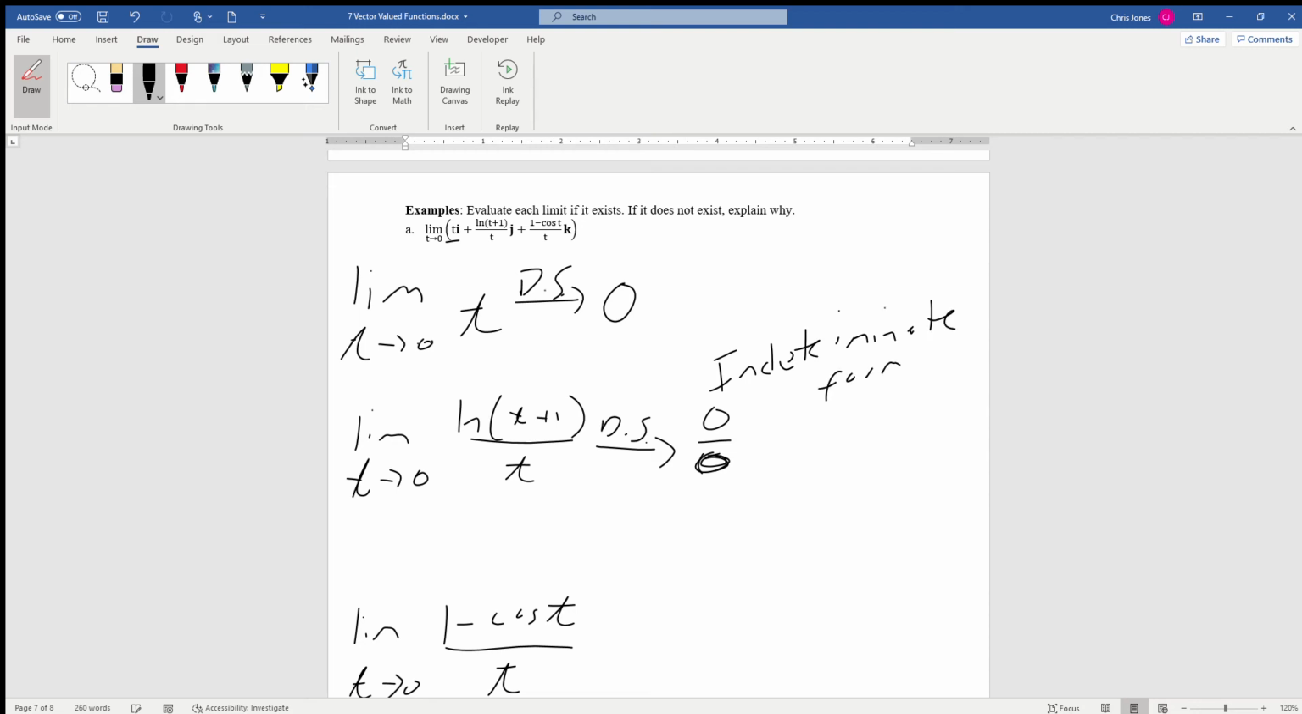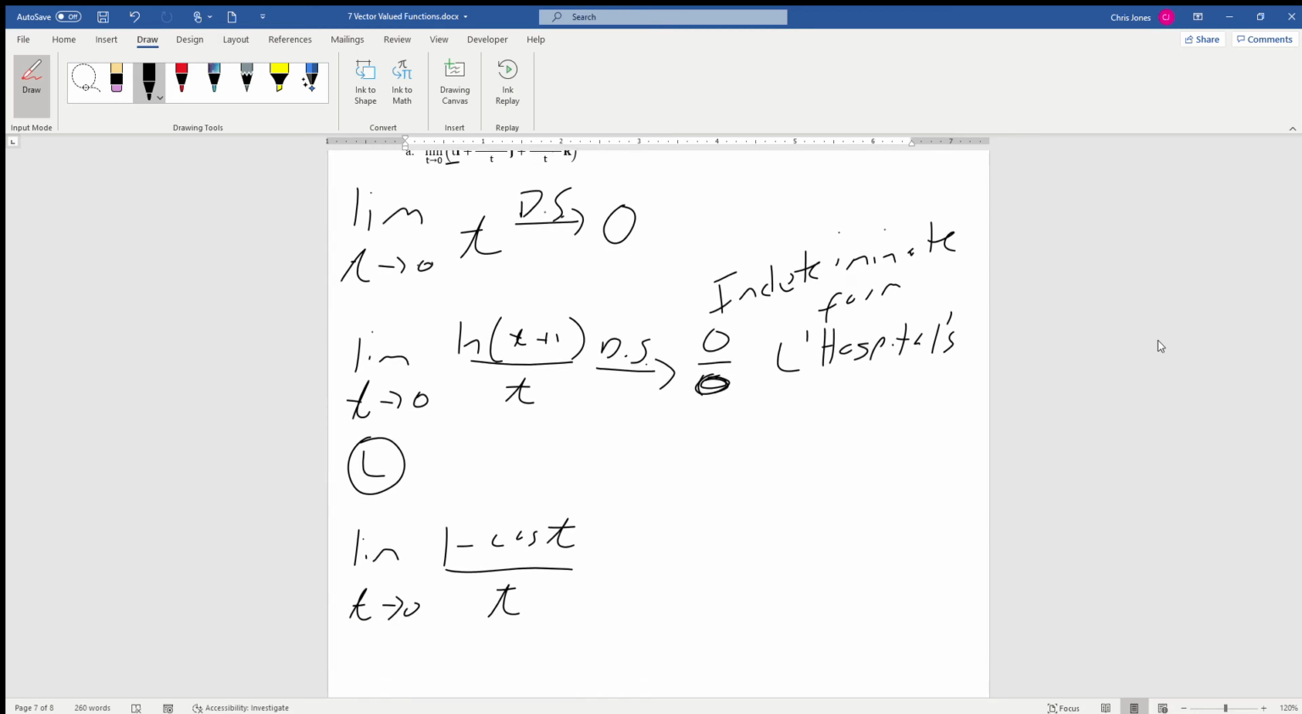And remember, when you have an indeterminate form, you use L'Hopital's rule. L'Hopital's rule basically says you take the derivative of the top and the derivative of the bottom. You're not going to use the quotient rule, and then you evaluate from there. What I always do to denote that I'm using L'Hopital's rule is put an L in a circle. I've seen that in a few textbooks. It makes it really easy to understand how you got from one step to the next.